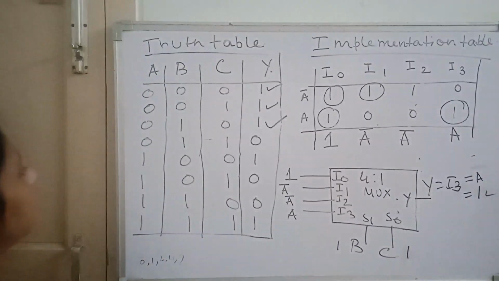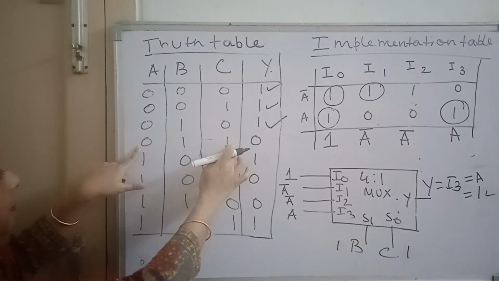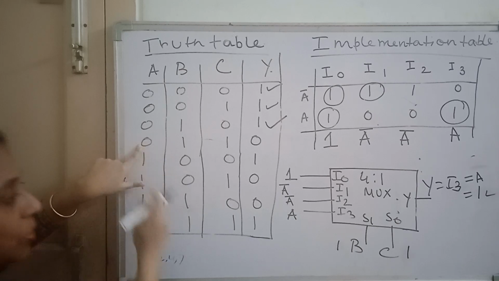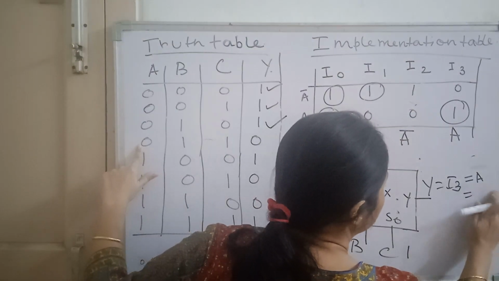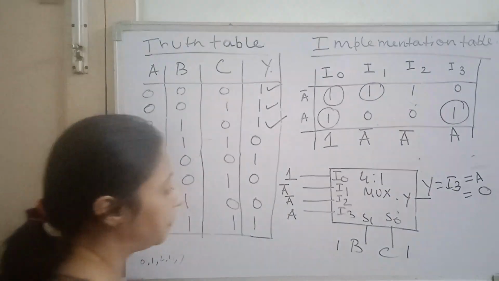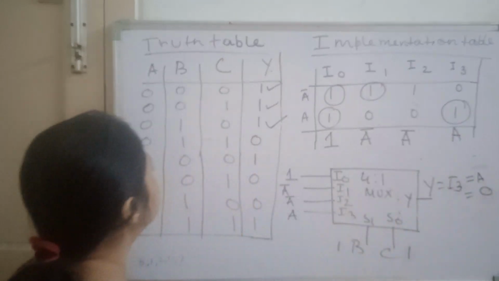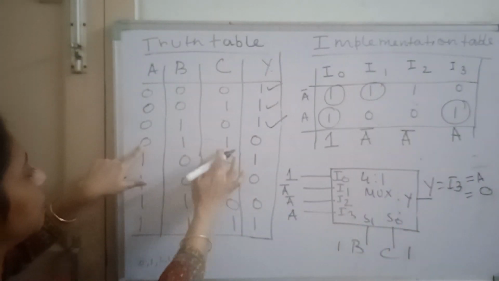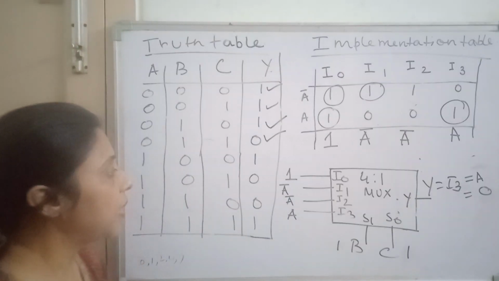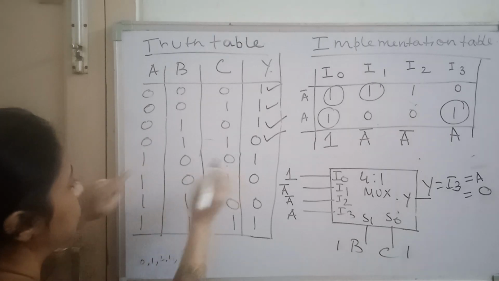Now, see, for 0, 1, 1, for this input combination we are checking. So, what is A? A is 0. So, what should be the output? The output is 0. So, for 0, 1, 1, the output is 0. This is checked. Now, come to the next input combination 1, 0, 0.